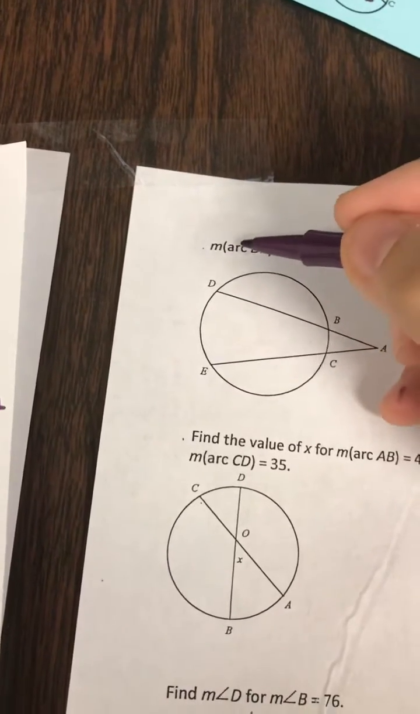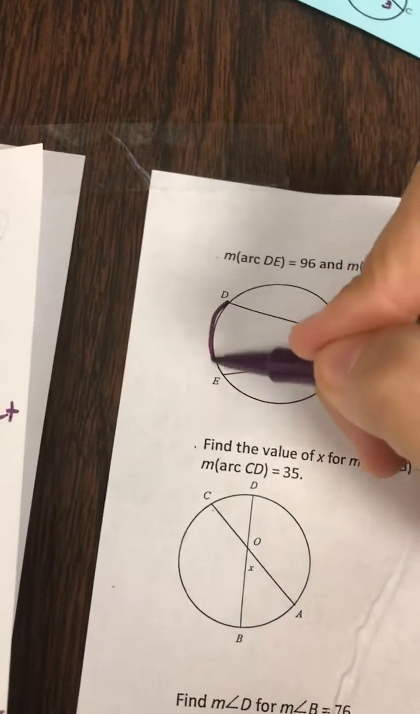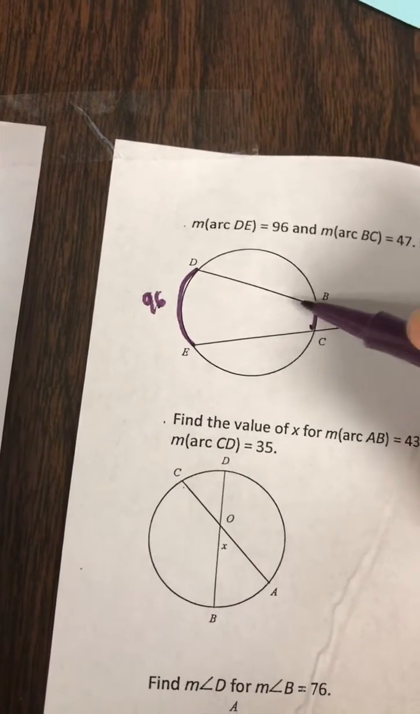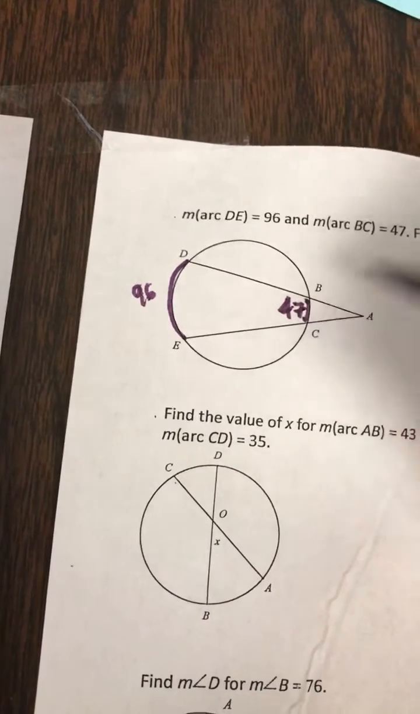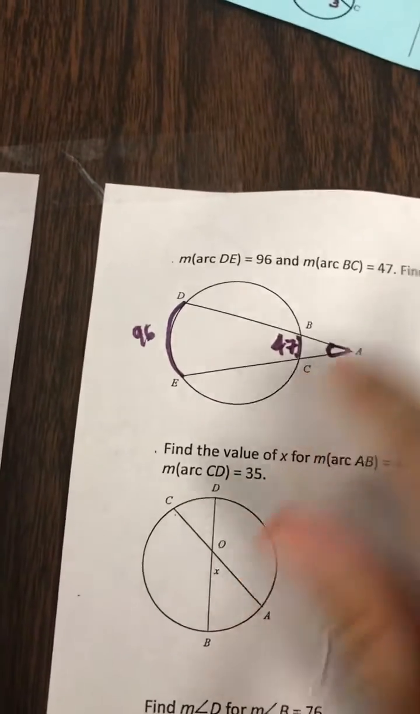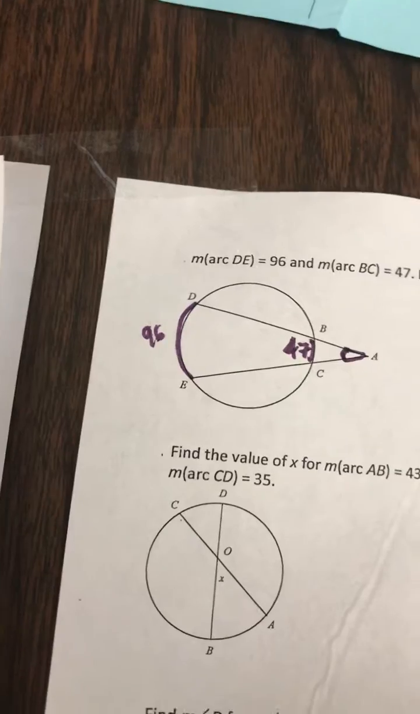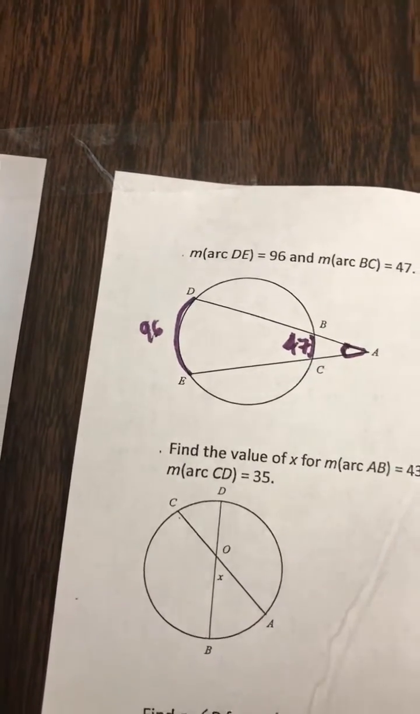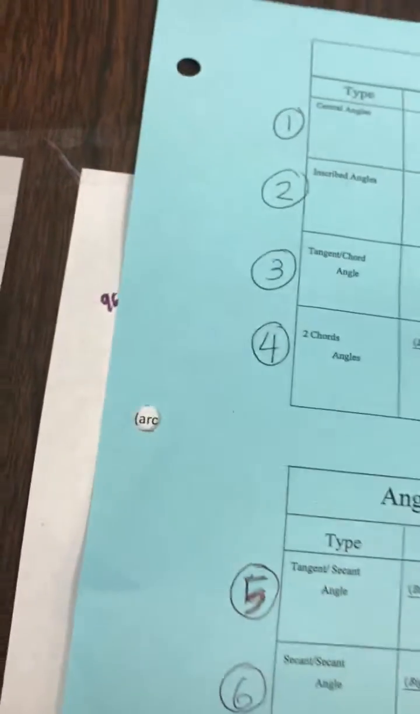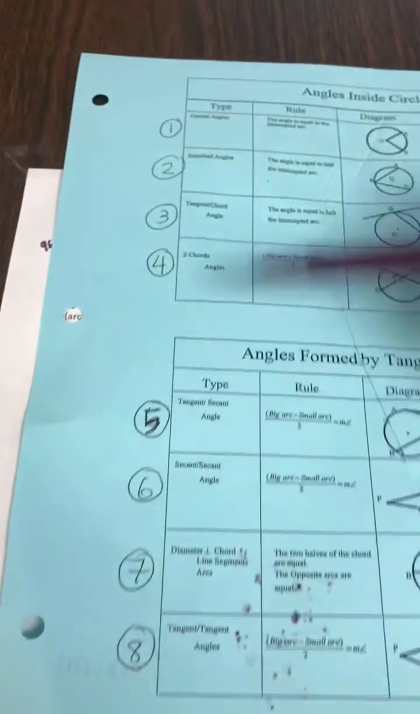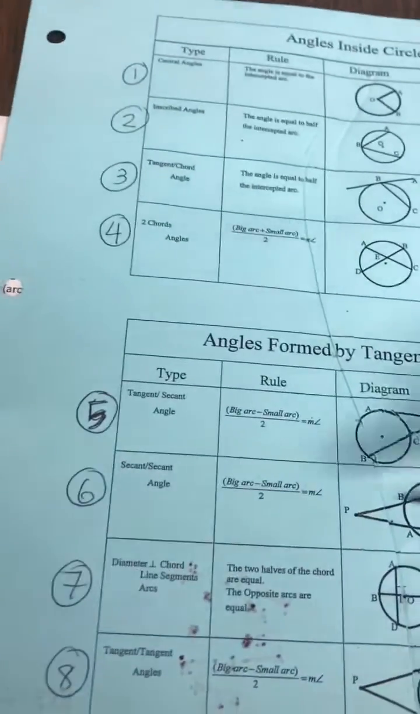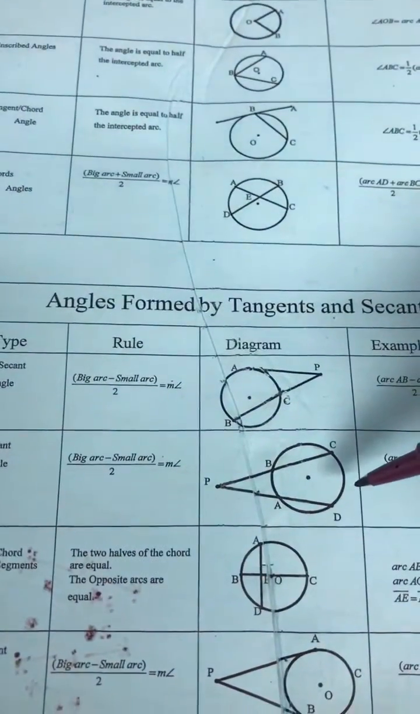So it says the measure of arc DE is 96 degrees, and the measure of arc BC is 47. Find the measure of angle A. So you're actually solving for that angle. So we have to look back at our notes from class, and they're definitely looking for arcs or angles. So now I'm looking at the relationships from toward the beginning of the chapter that we talked about, arcs and angles, and I notice it looks like question 6, okay?